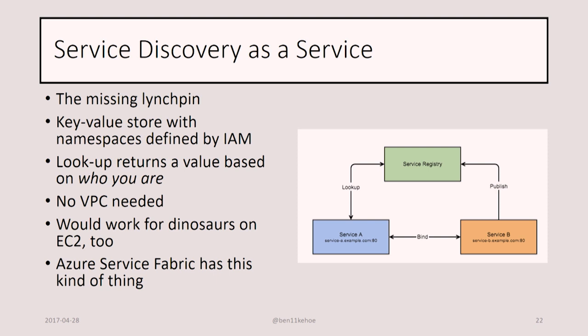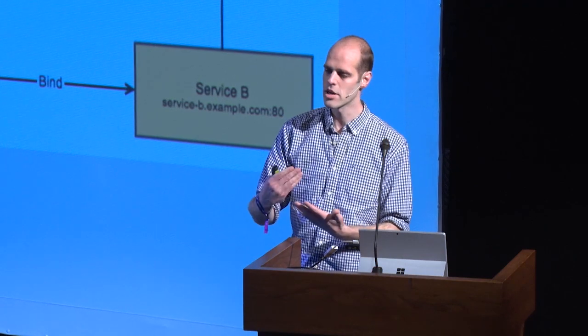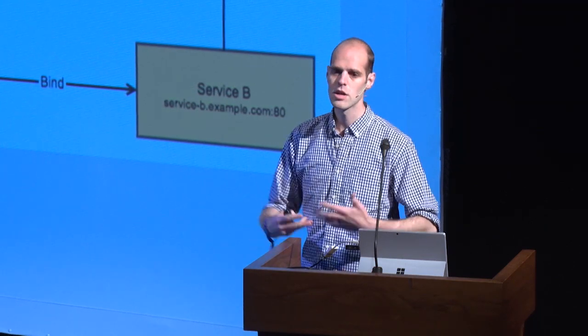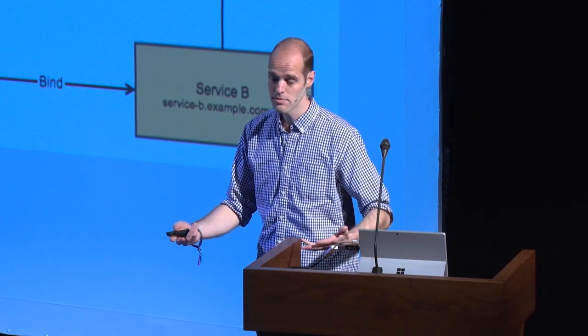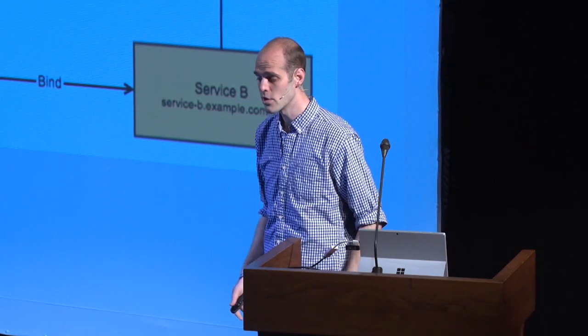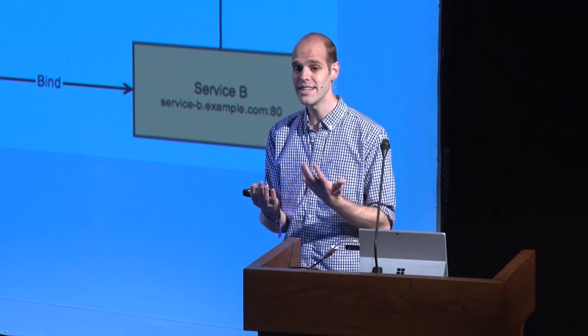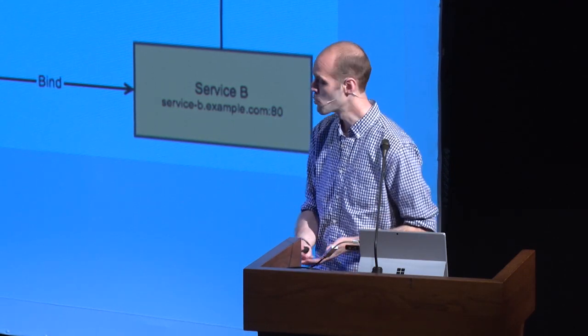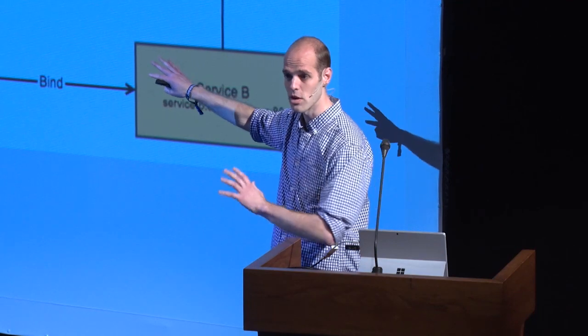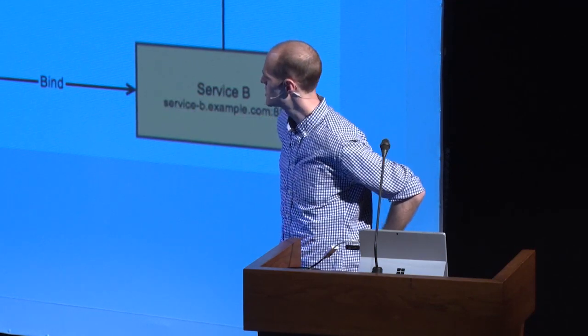The rest of this is all personal opinion. I'd love to see a key value store that's namespaced by the IAM of the caller. So a lookup that's returning values based on who you are, which we already have to do for all of our functions. So you don't even need to surround these in some sort of container or environment. It would work for the dinosaurs who are still using servers.